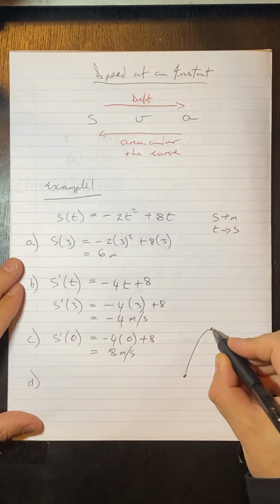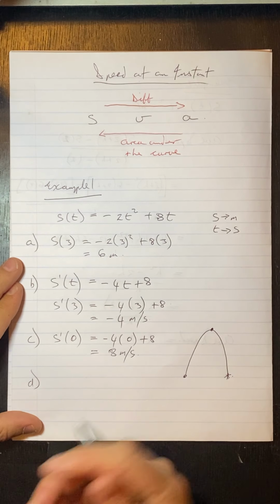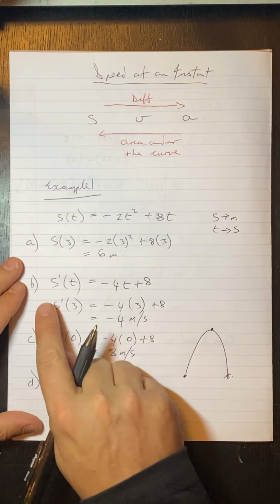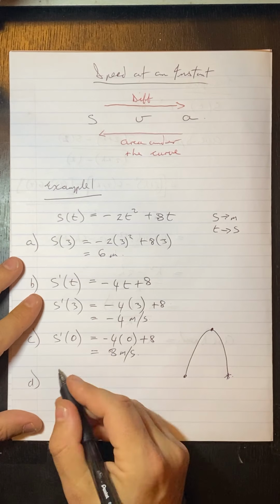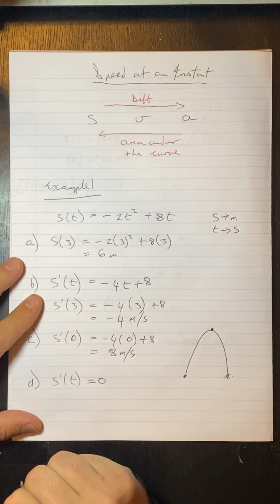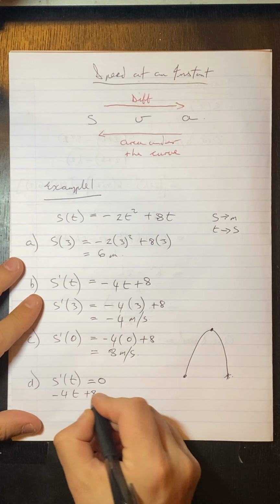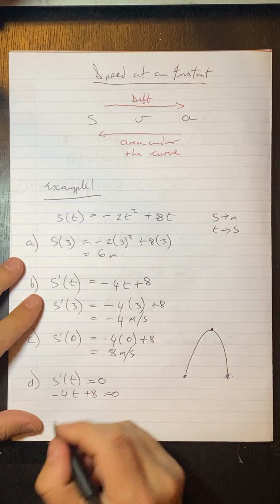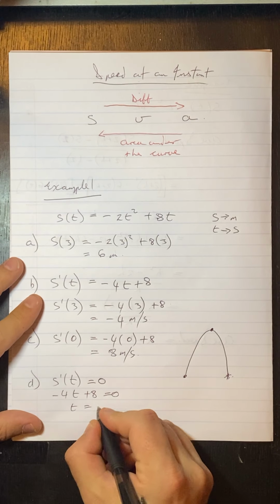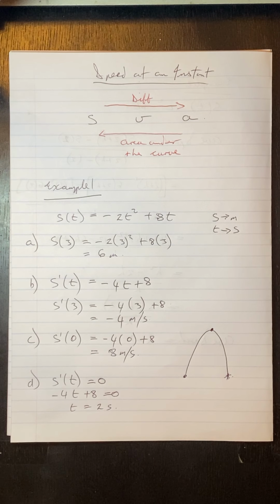And then what happens over here? Its speed is 0. Then it starts coming back to the earth, and then it starts picking up speed. So I know that our velocity would be 0. So s dashed of t will be 0. Okay, so we've got minus 4t plus 8 equals 0. And if you solve for that, you get t is equal to 2, and it's seconds. So it takes 2 seconds to reach its highest point.